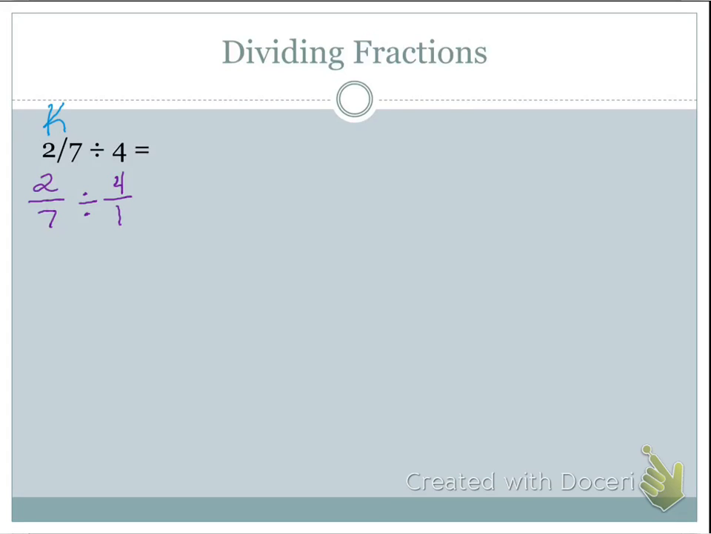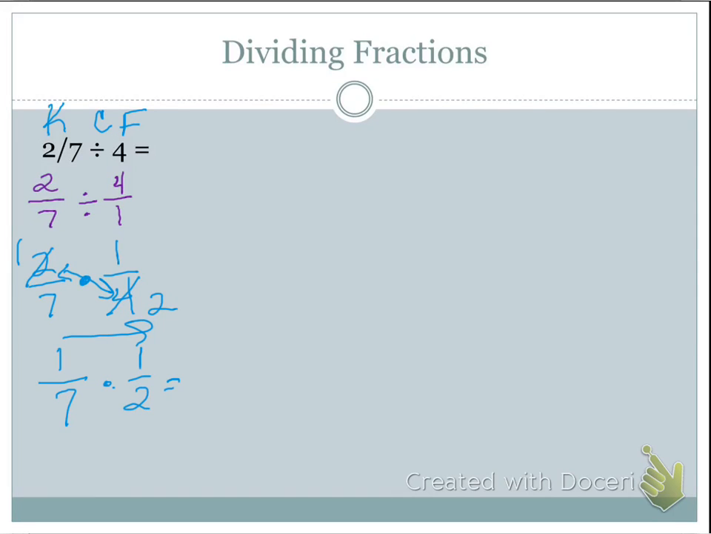So 2/7 I'm going to keep the same. I'm going to change division to multiplication, and then I'm going to flip my 4/1 to 1/4. 2/7 I keep, change division to multiplication. 4/1 becomes 1/4. So let's see, cross cancel. I can do that here by dividing by 2. 2 divided by 2 is 1. 4 divided by 2 is 2. So my new problem is 1/7 times 1/2.